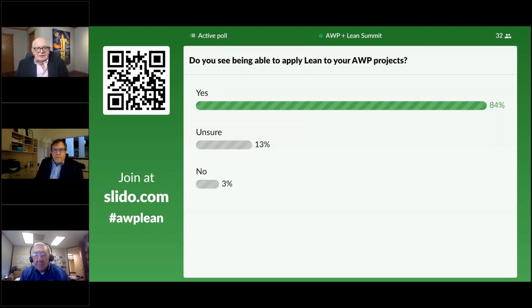It's interesting in the joint working group. I think if that question had been asked a year ago when we first got together, there would have been a number of no's and a lot more unsures and a lot fewer yeses. But after a year of talking about this, we're definitely seeing the yeses as the dominant group.